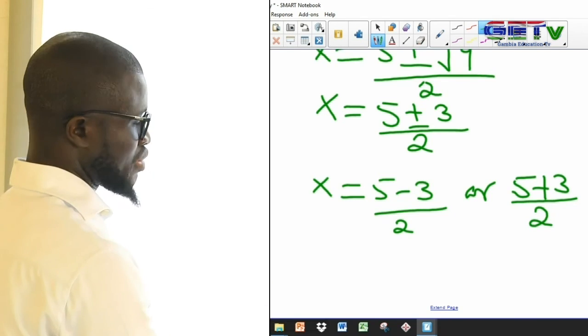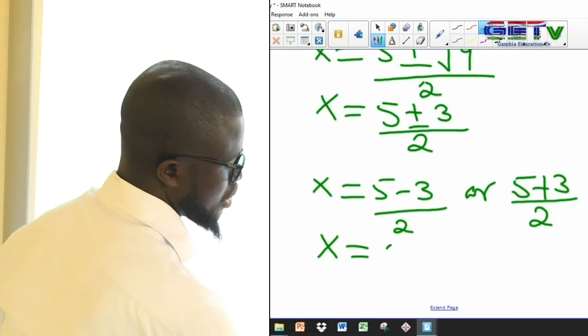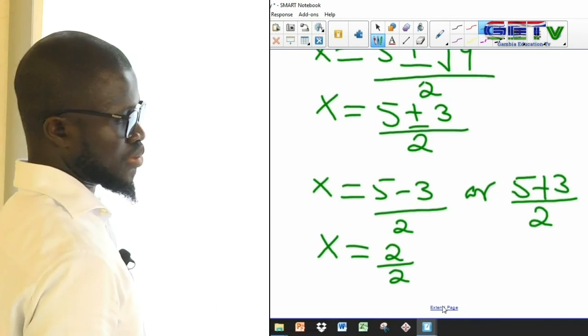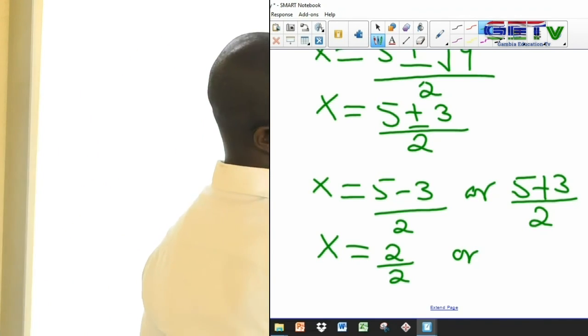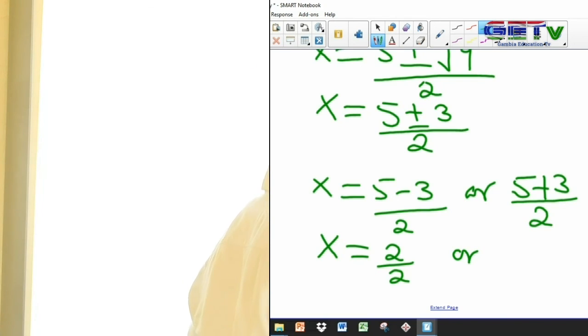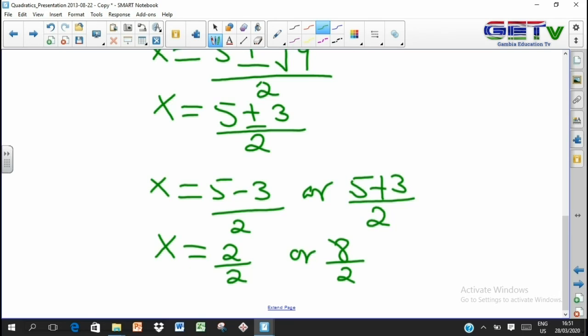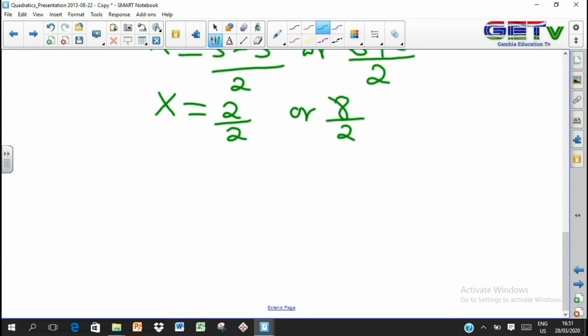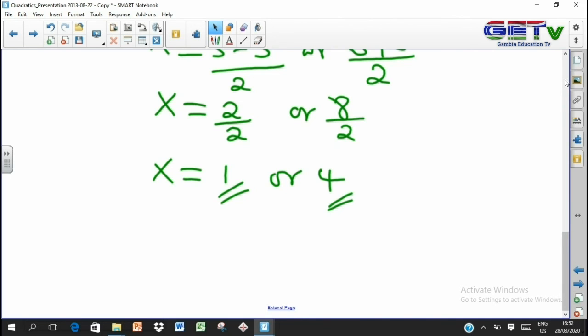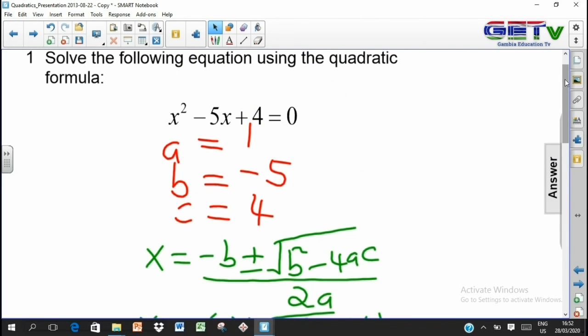If you subtract 5 minus 3, x equals what? 2 all over 2. Or 5 plus 3 will give us 8 all over 2. Now, if you simplify this finally, x will be equal to 2 divided by 2 is 1, or 8 divided by 2 is 4. So these are the solutions to the equation, and anytime you substitute these two numbers into this equation, your solution must be equal to what? 0. Okay? Now we move to the next slide.